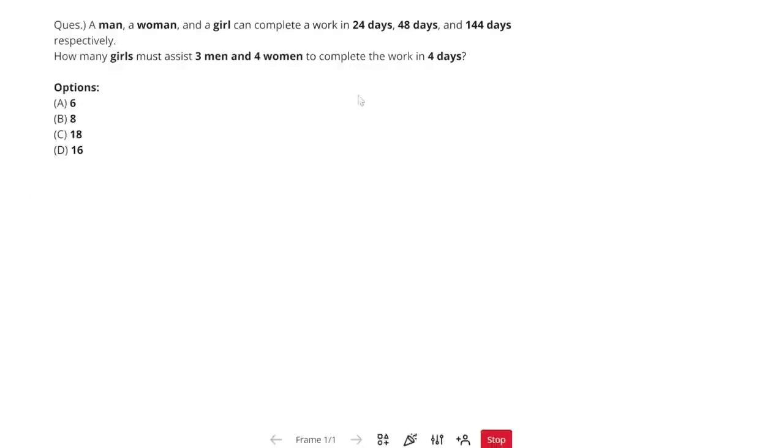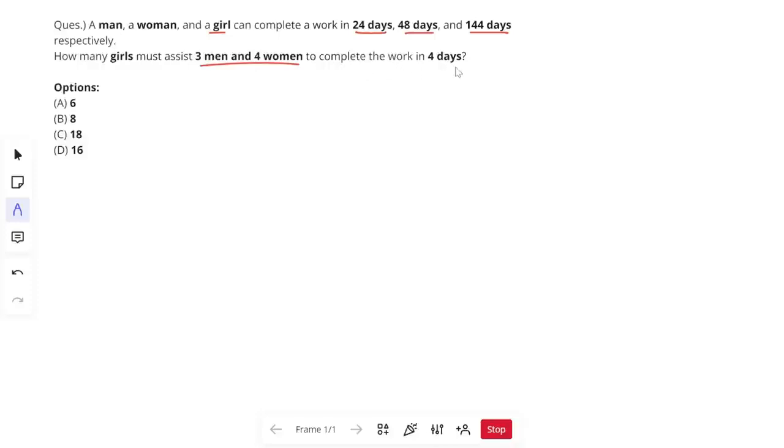Let's look at this question that we have. The question is, a man, woman and a girl can complete the work in 24 days, 48 days and 144 days respectively. How many girls must be assisting 3 men and 4 women to complete the work in 4 days? See, basically we are given 3 people, man, woman and girl, and we are told how much work they can complete. So let's try to note down the data which is given to us.